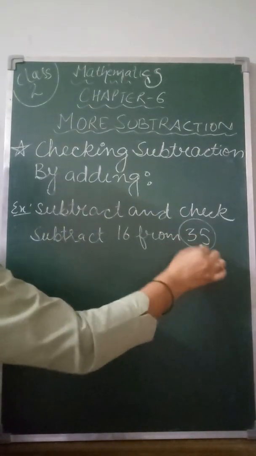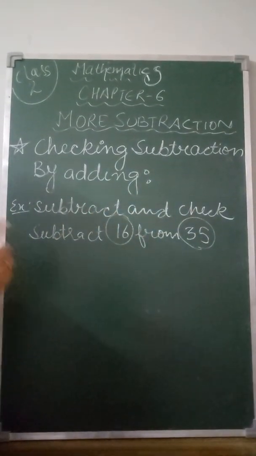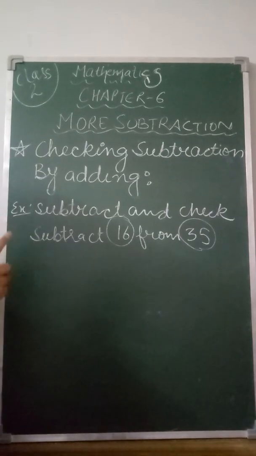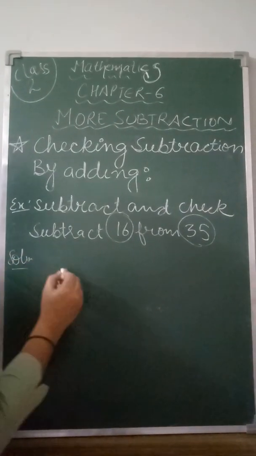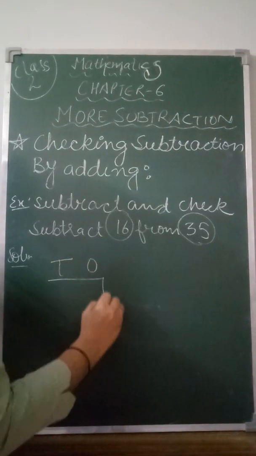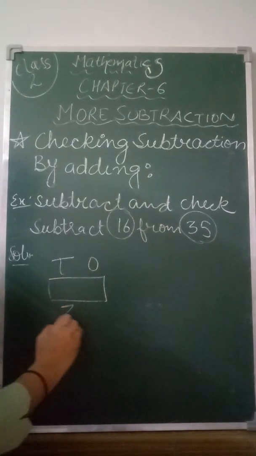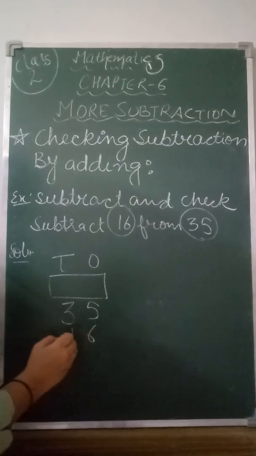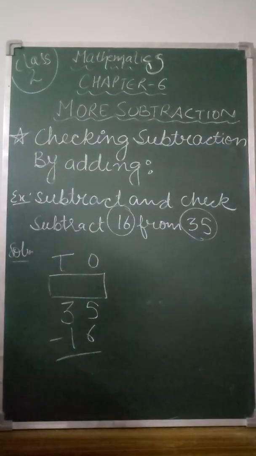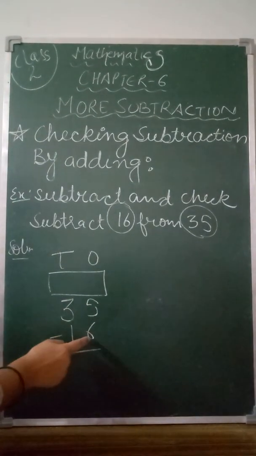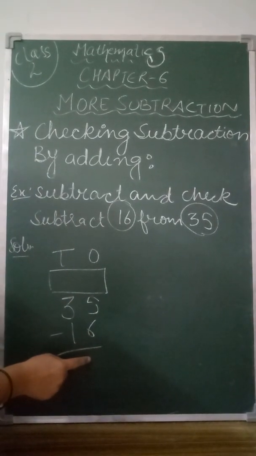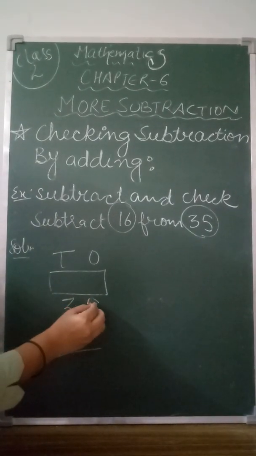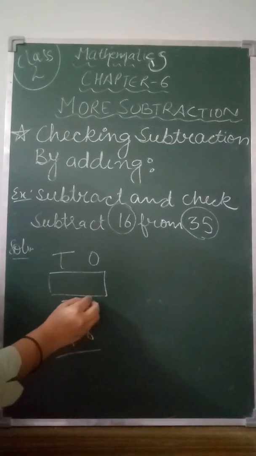Students, this is the minuend and this is the subtrahend. The minuend is the bigger number and the subtrahend is the smaller number. So the solution part is tens and ones. Fine. Minuend is on top and 16 is here. Again, this is a regrouping question because 5 is smaller than 6. Students, please don't do like this, 6 minus 5 is 1.